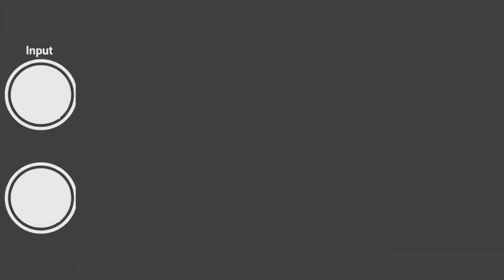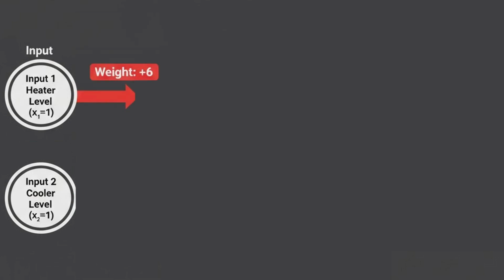Step 1. The thermostat gets two input signals. The first input is the heater level, which we will set to 1. The second input is the cooler level, which is also set to 1. Step 2. Each input has a weight showing how strongly it affects temperature. The heater has a strong influence. Its weight is equal to +6. The cooler fights against this. Its weight is equal to -4.